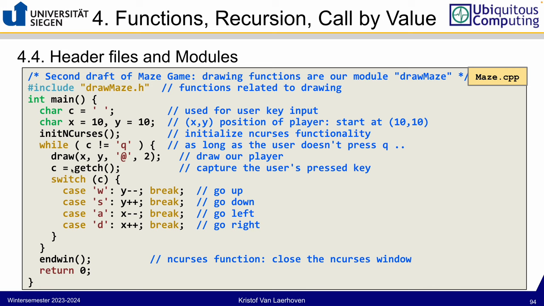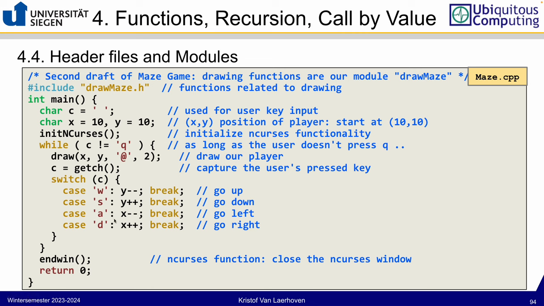Then we look at what the user presses on the keyboard. And depending on that, we either go up, go down, go left, or go right, depending on the key presses W, S, A, or D. That's what we had last time. And then we saw that the switch statement here is a very nice example of dealing with exactly this. We do this repetitively until the user presses Q for quit, and then we end the ncurses window and return 0 to the operating system.